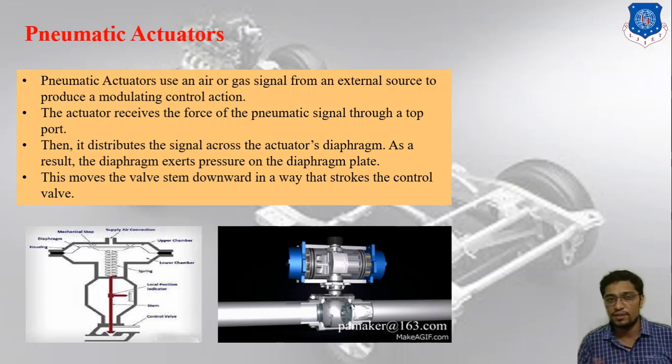Second one is the signal. What is the signal, right? The actuator receives the force of the pneumatic signal through a top port, as you can see in the second image, right? And third, it distributes the signal across the actuator's diaphragm. As a result, the diaphragm exerts pressure on the diaphragm plate. This is the output, and the output is in the downward direction. In the downward direction you can see the valve stem move downward in a way that closes the control valve. So this is the pneumatic actuator, right?